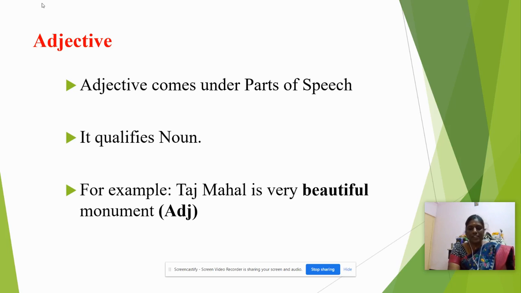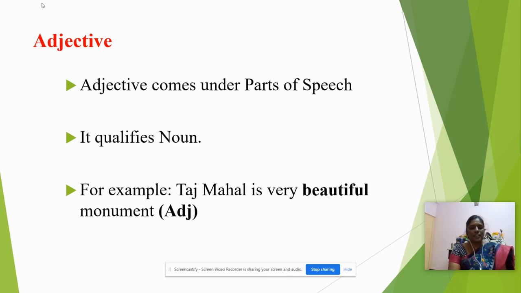Adjective qualifies noun. It describes the subject or noun or pronoun. It gives the extended meaning of noun, the subject or pronoun. See one example: Taj Mahal is a very beautiful monument. Taj Mahal is a noun. How is the monument? Very beautiful. The word beautiful describes the noun Taj Mahal, the subject. So that is adjective. Beautiful is an adjective because it describes the noun or subject or the pronoun.